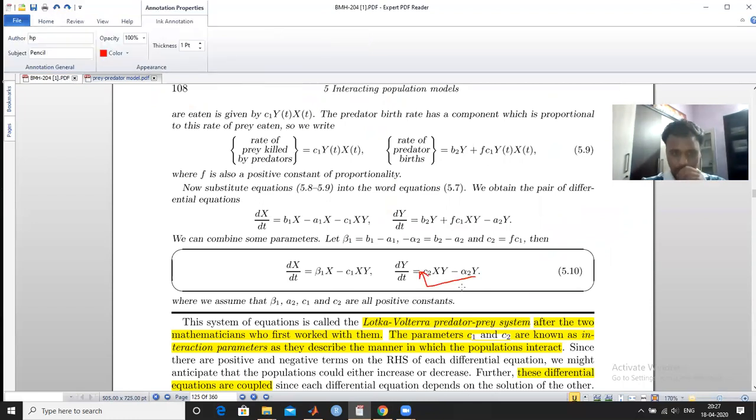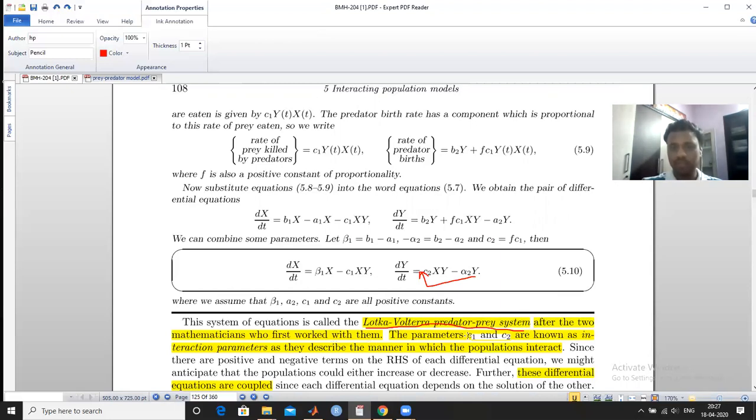So now this system is known as the Lotka-Volterra predator-prey system, or sometimes normally just the Lotka-Volterra system, named after two mathematicians who worked on this model.